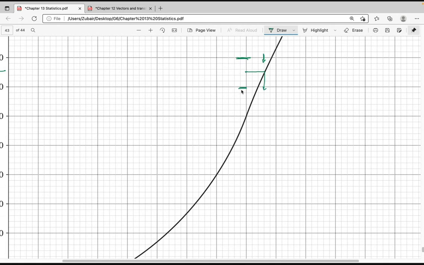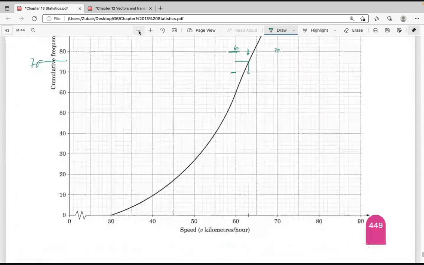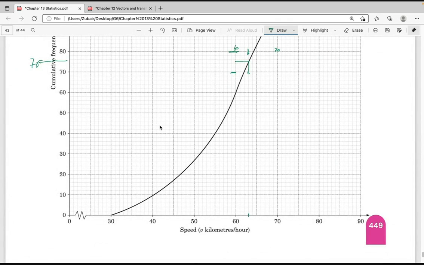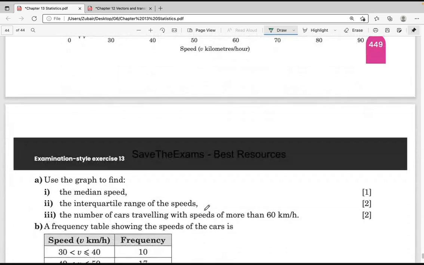So this is 60 on the x-axis and this is 70. So it makes 63. Okay, median speed is 63 kilometers per hour.